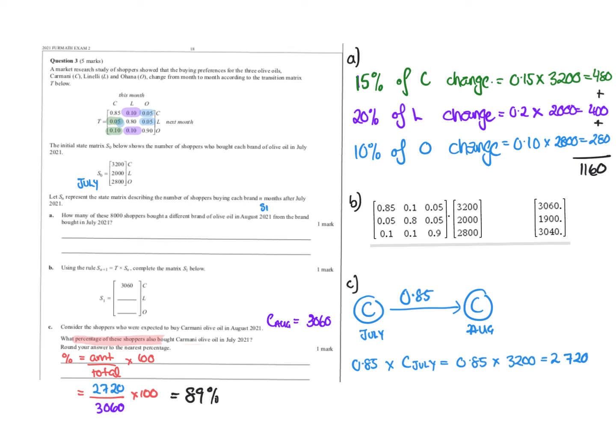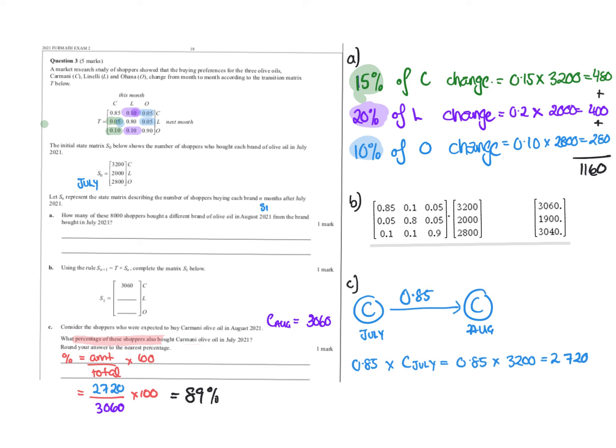So up here, when I'm looking at the C brand, you can see I've got 5% go to the L and 10% go to the O. So in total, that would be 15%, and that's what I've said. So 15% of the C change. Then if you look at the L, some change to C and some change to O, and both are 10%. So 10 plus 10 is 20. So 20% of the L change. And then if you look at the O brand and what went to different things, it's the C and L. So it's 5% and 5%.